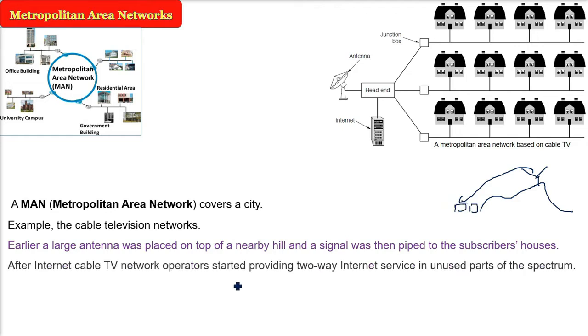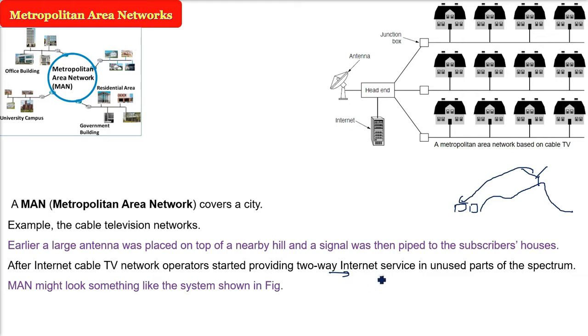But after this internet, the cable TV networks, they have started providing a two-way internet service. There are certain parts of the spectrum. There is an electromagnetic spectrum. You have to buy certain part of the spectrum, that is the frequencies. There are certain parts which are free. So the MAN, what I want to show here, how does it look?